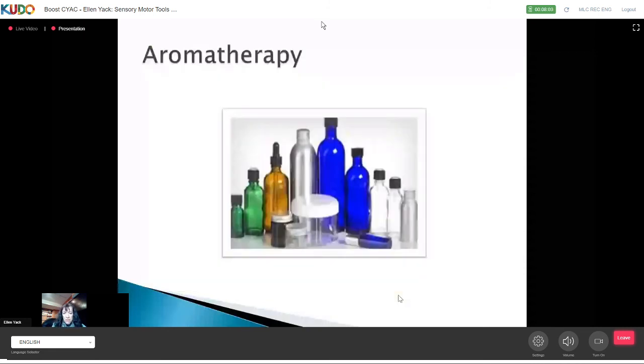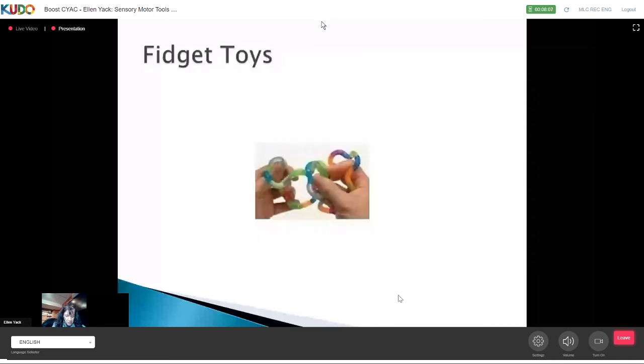Fidget toys. Fidget toys have gotten a bit of a bad name after the fidget spinners came out, because fidget spinners alerted the nervous system because you were looking at the visual input. But fidget toys can be very useful for both movement seekers as well as those who are anxious.